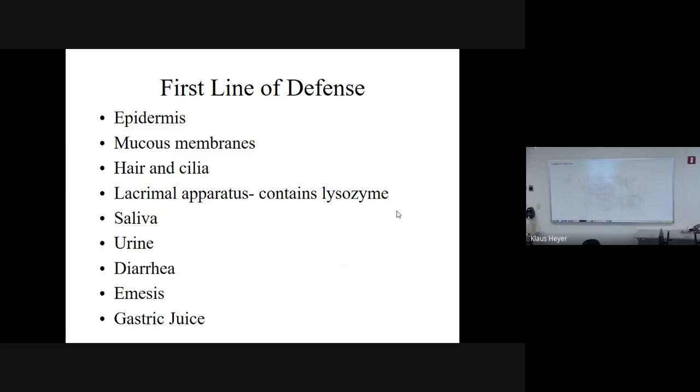So epidermis, your skin, an excellent barrier. As long as you don't have any cuts on you, the epidermis is a great barrier. If you work in the medical field, you're probably going to get exposed to blood at some point. When that happens, if it gets on your skin, don't freak out. Just take care of it and you're probably fine.